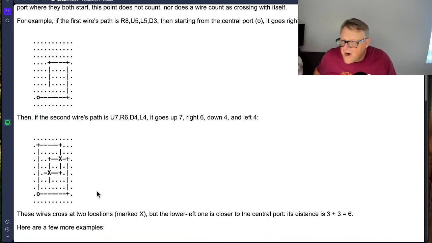Now the second wire starts from the same point. It's up 7, right 6, down 4, and left 4. So it has these two crossing points. And we want to find the crossing point that is the closest to here, counting by Manhattan distance. So this one is 1, 2, 3, 4, 5, 6 hops away, and this one is clearly more hops away. So that one is the closest one.